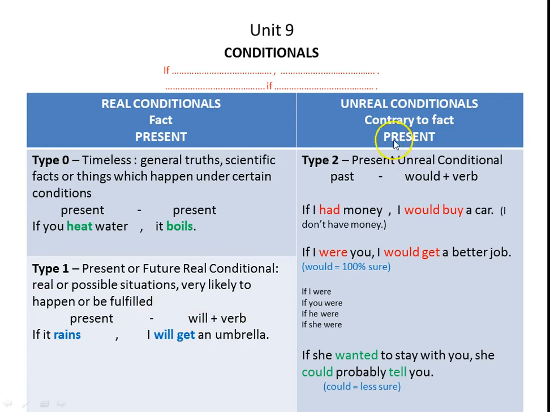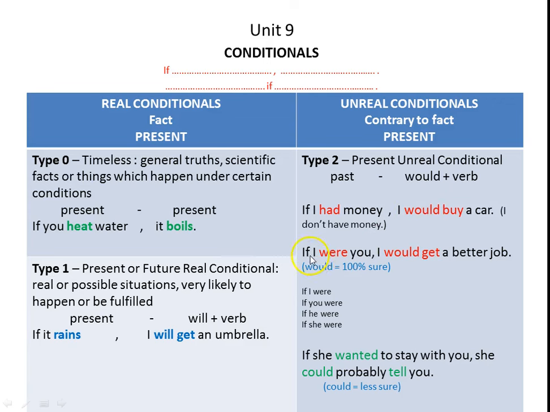Now, let's move on with the unreal conditionals, type 2. They also refer to the present, but the situation is unreal or contrary to fact. If I had money, I would buy a car, but I do not have money. The verb in the if clause is in the past, had, and the verb in the independent clause is with would plus the verb buy. So instead of using the will of the present conditional, you are going to use would.